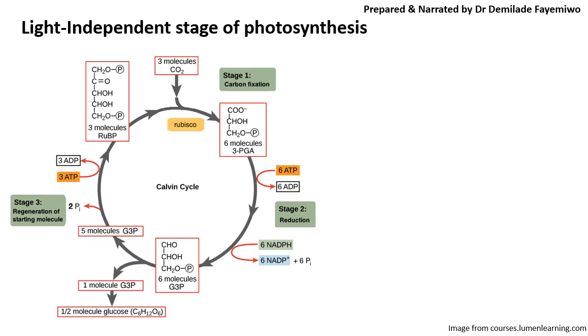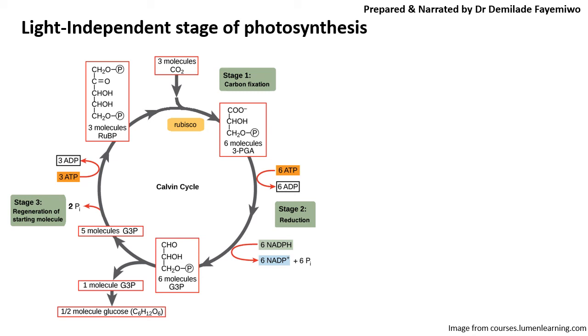So that is the light dependent stage. As you can see, nothing much happens there. It's really just an electron transport chain where electrons move around and NADPH is produced as well as ATP. Those two things, NADPH and ATP, then move to the next stage, which is the light independent stage. The light independent stage is also called the Calvin cycle.